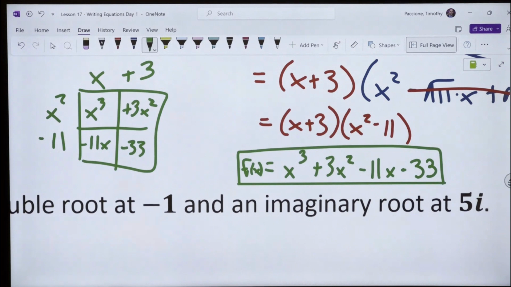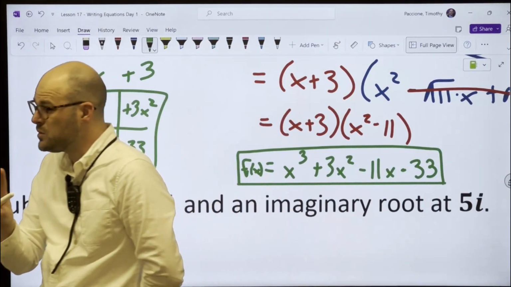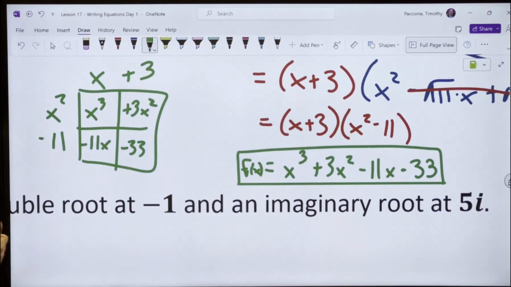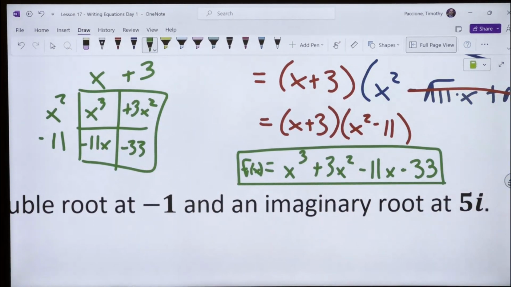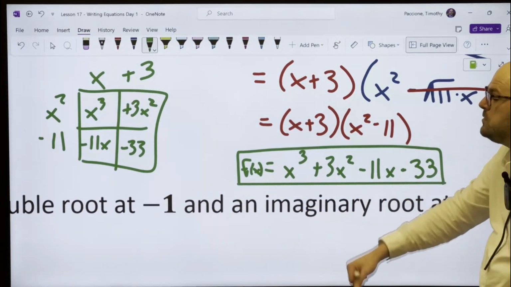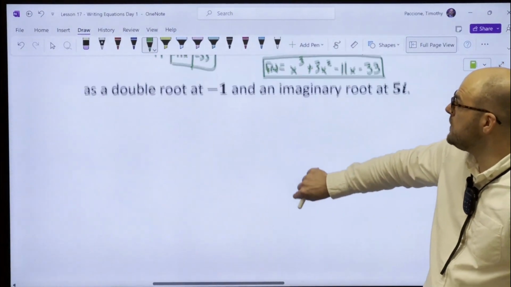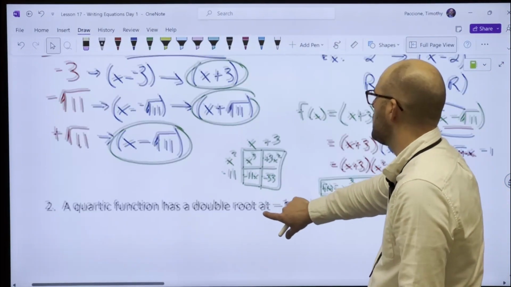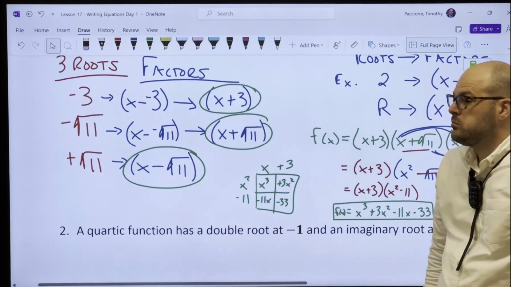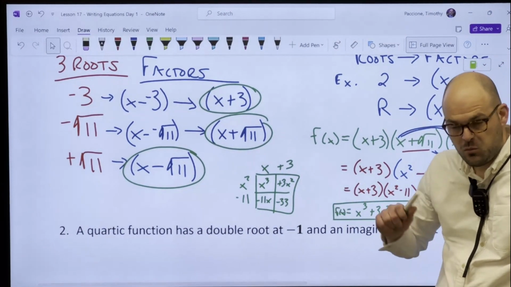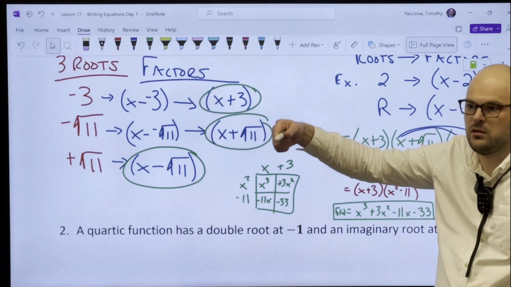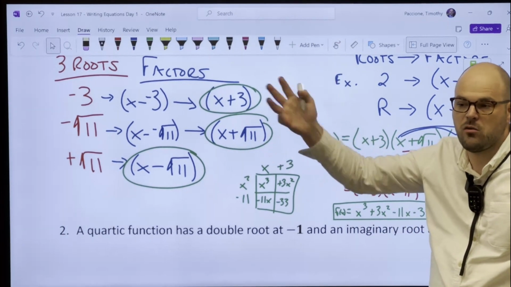Now think about what we were able to do there. Someone gave me two roots. One of them was irrational. I was just able to take that all the way to a standard form equation, right? If I put this into Desmos, what do you think the x-intercepts would be? Yep, negative 3, negative square root 11, positive square root 11, right? We have come all the way here. We're at the end of the unit. We are able to write our own functions.